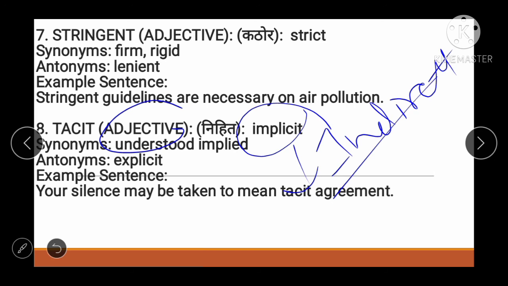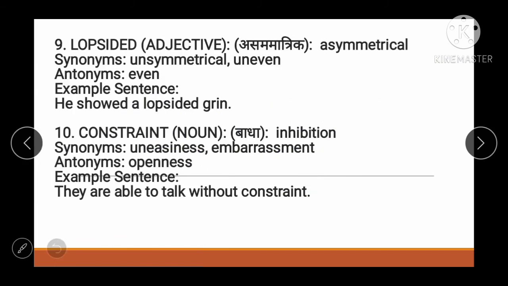Okay, antonym would be explicit. Explicit मतलब क्या होता है, directly बोल के. Okay, let's form an example. Your silence may be taken to mean tacit agreement. Means if you keep mum, your agreement will be taken as okay, you agree in an indirect manner.